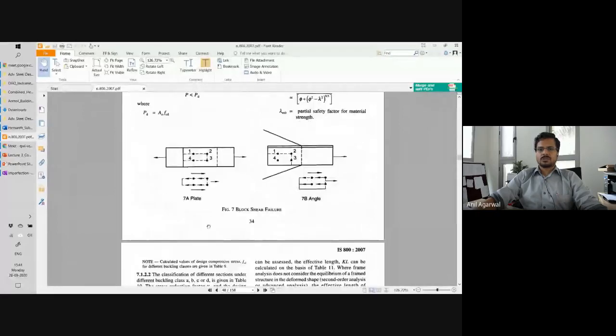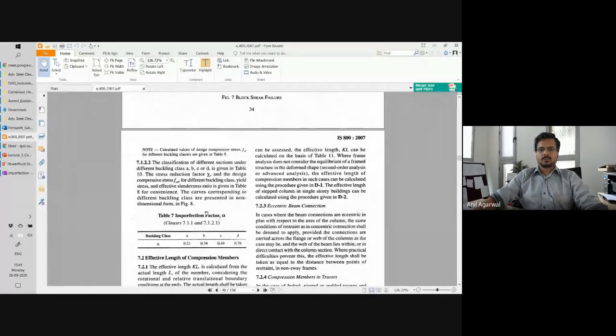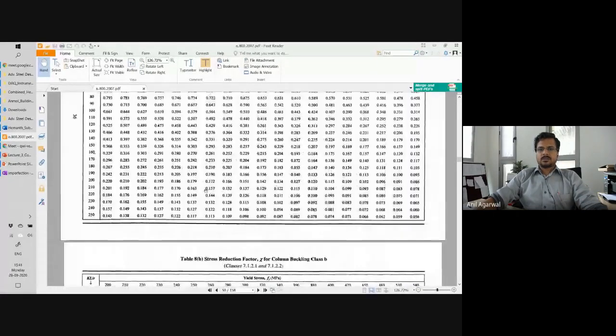Fine. So this is the equation. This is the imperfection factor that you have to use. So it is called imperfection factor, but it is not only accounting for geometric imperfection. It is also accounting for the residual stresses. Okay. And then there is also a table available.